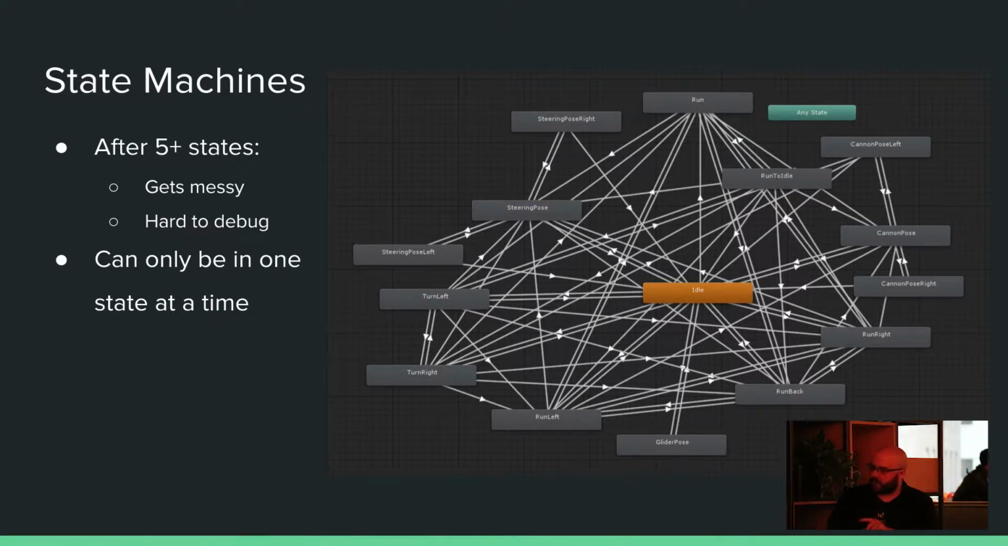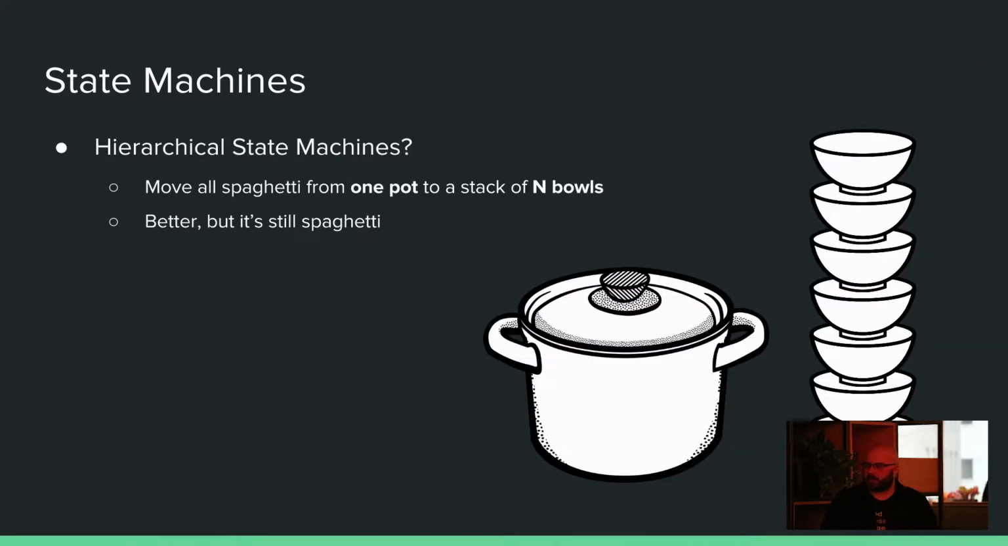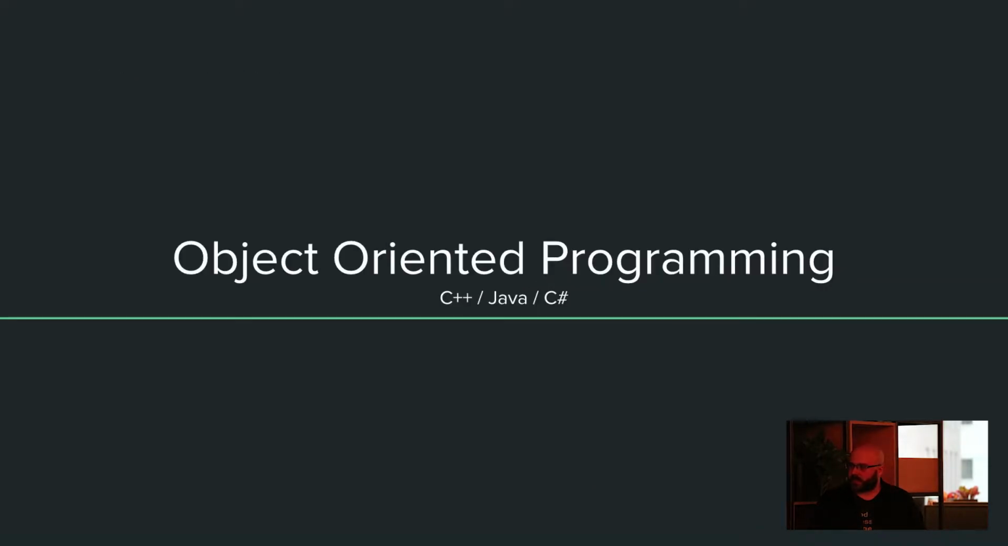One way to solve this particular type of mess is with hierarchical state machines. In my opinion, they help, but you're moving all the spaghetti from one pot into a stack of n bowls. It's much better because you only deal with one layer at a time, so you're dividing and conquering the problem. But at the end of the day, it's still spaghetti.